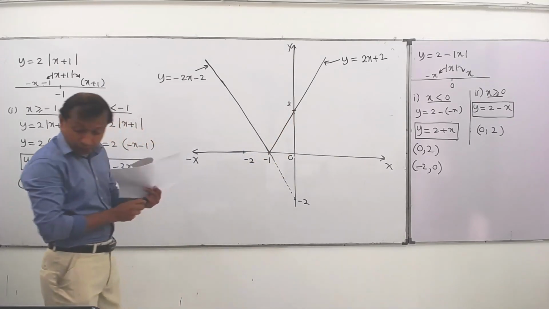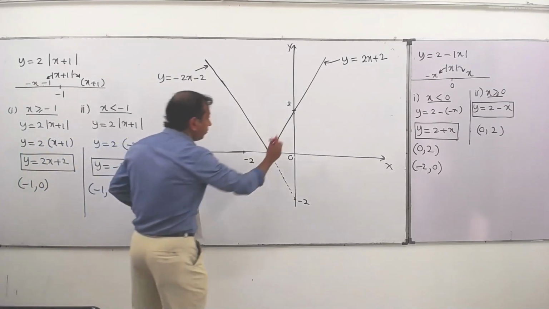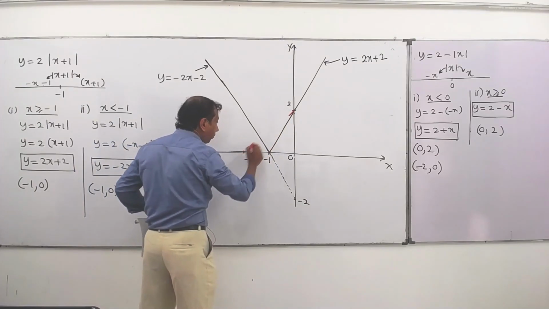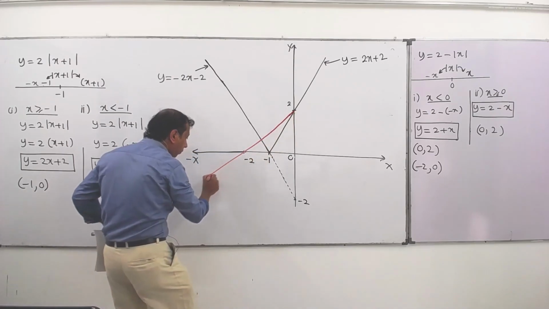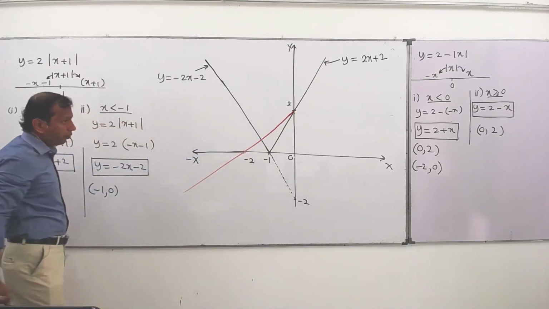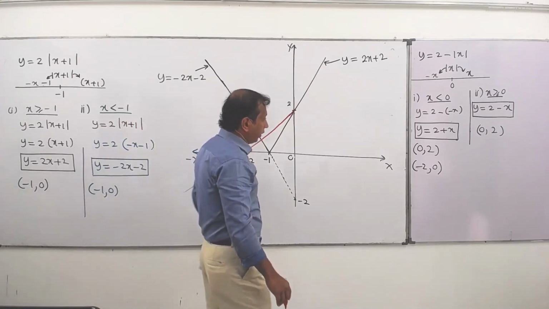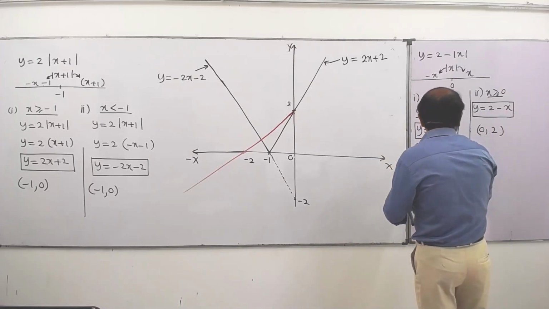So we can now draw it like this. Join this and this points this way. Produce to this end, because that graph we need to draw on the left of 0. And similarly, second one, another point we can put here.